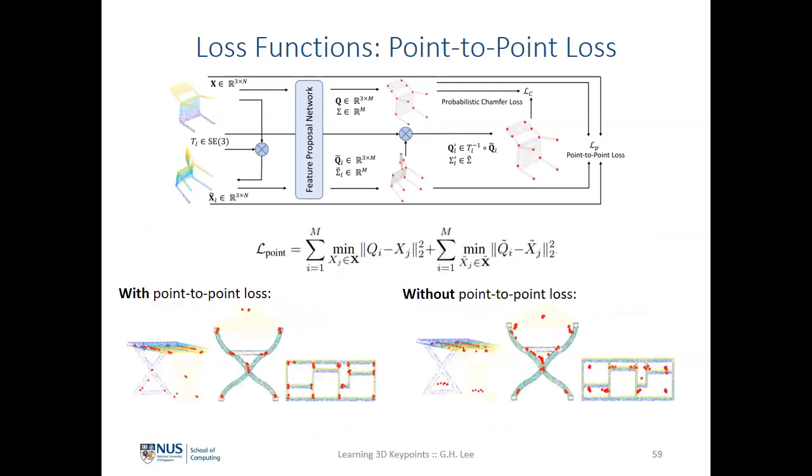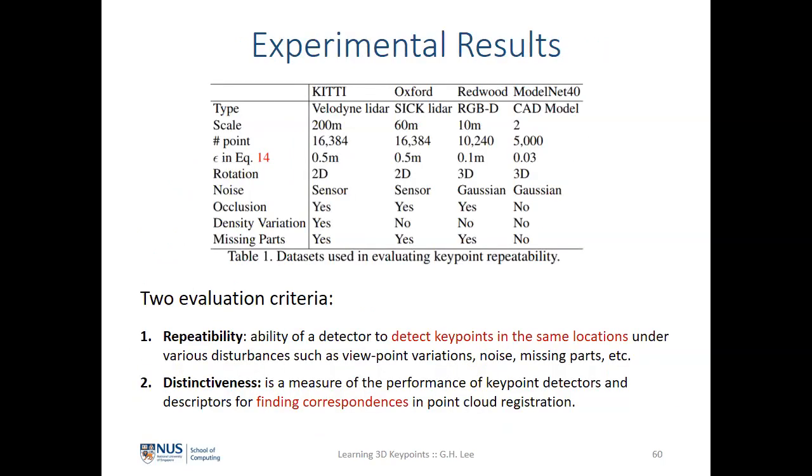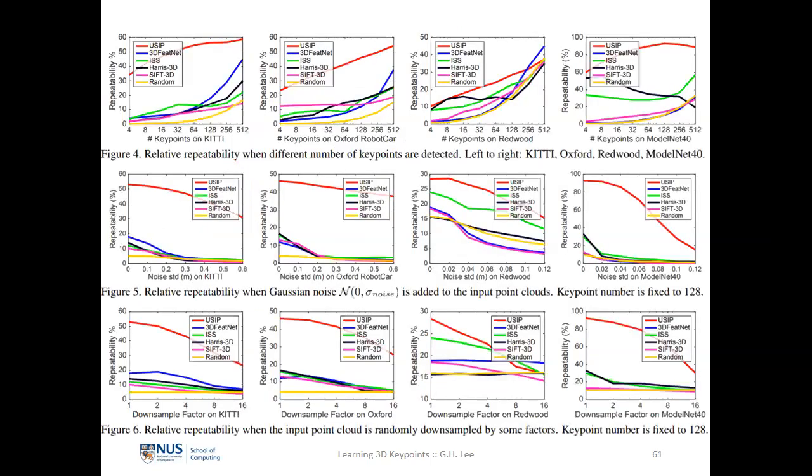Okay, and here, if we have the point-to-point loss, they are all very close to the surface. If we don't have it, you can see that they are all floating around. So this is the whole idea here, and it turns out that this works far better in terms of repeatability. It works far better than our own work, 3D FitNet.